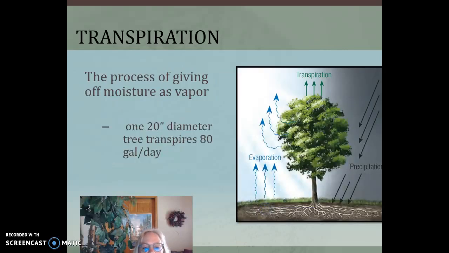Transpiration is the process of giving off moisture as vapor. And again, it's these guard cells controlling the stomata that release this water. So we have evaporation, we have precipitation, and then we have transpiration, the water that is given off by the tree, kind of like perspiration in a human. For example, one 20-inch diameter tree transpires about 80 gallons a day. Pretty amazing, right?